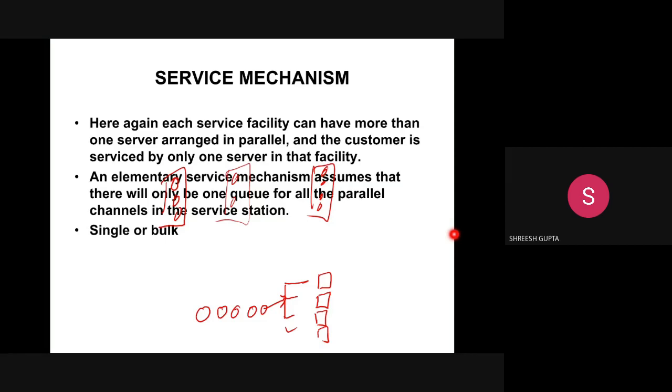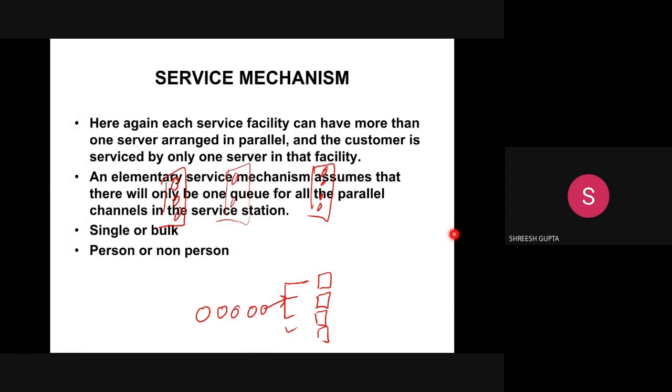Now, service can be single, one by one, or service can be in bulk. For example, bus system, train system, picture system, movie system. There you can provide the service in bulk. For example, in the auditorium, we have the capacity of 1,000 viewers, then we are providing the service to all the 1,000 customers simultaneously. So that is the bulk service.